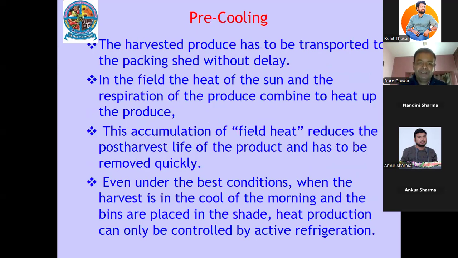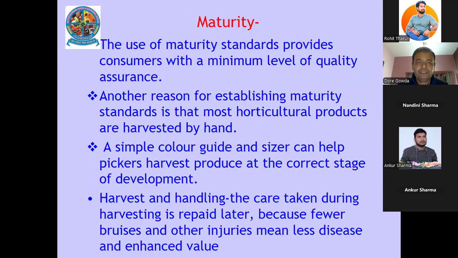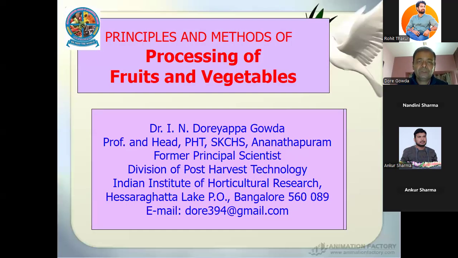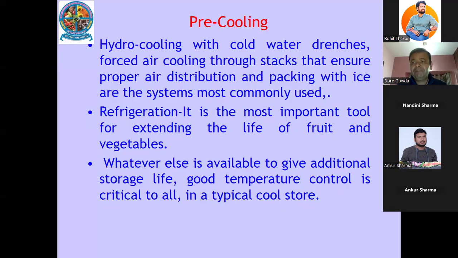Even under the best conditions, when the harvest is in the cool of the morning and bins are placed in the shade, heat production can only be controlled by active refrigeration. So this is about harvest. Of course, then it has to be immediately pre-cooled. As I mentioned, hydro cooling is there with the water. Refrigeration is the most important tool available for additional storage life.